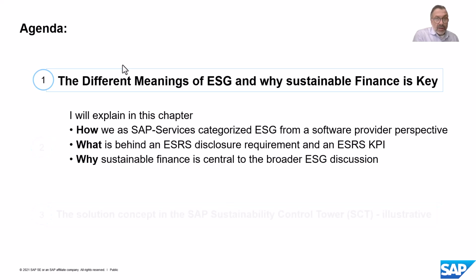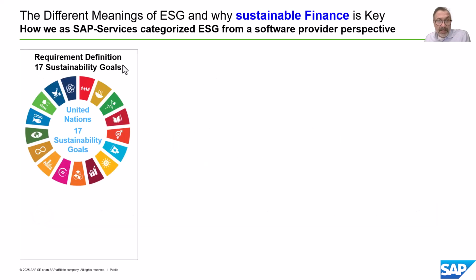Having said that, let me start with my first agenda topic. I will explain in this chapter how we as SAP Services categorize ESG from a software provider perspective. I'm going to explain what is behind an ESRS disclosure requirement and what is behind an ESRS KPI. I'm doing that because this helps to understand what the real requirement is when we talk about sustainable finance. And last but not least, I would like to explain in this chapter why sustainable finance is so central to the broader ESG discussion. Okay, let's start.